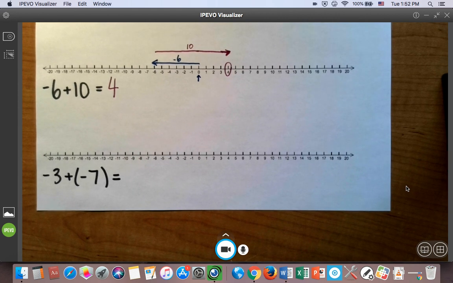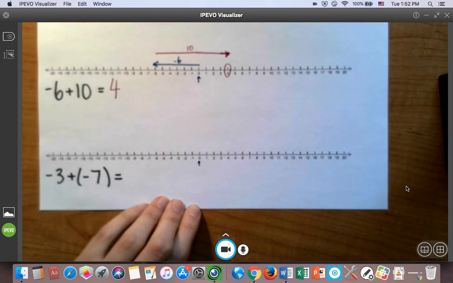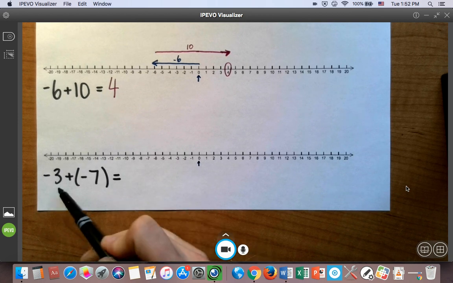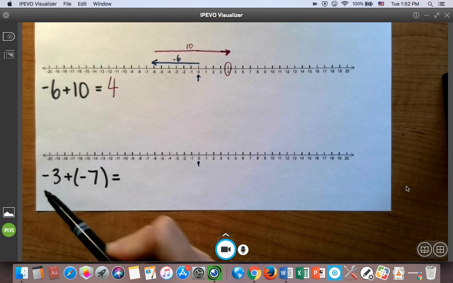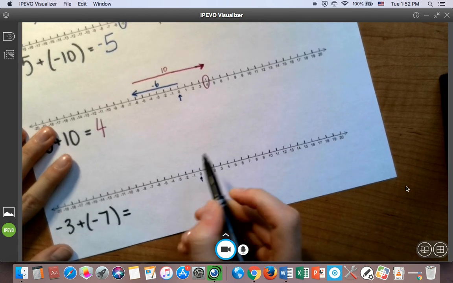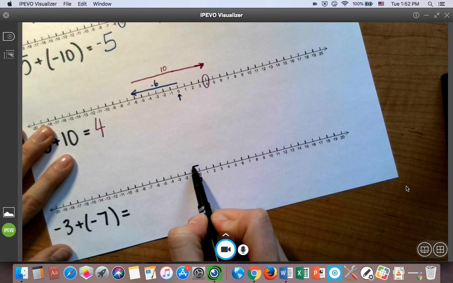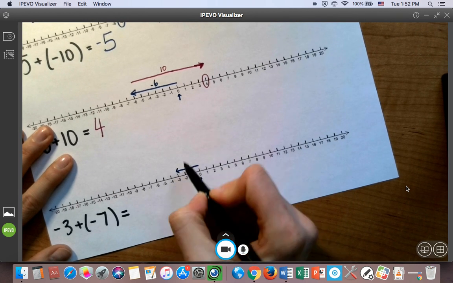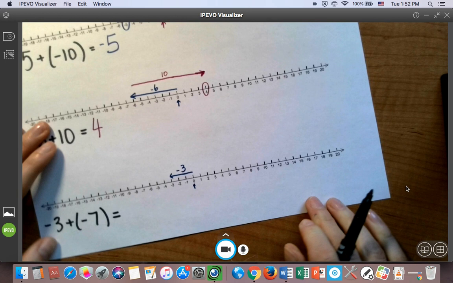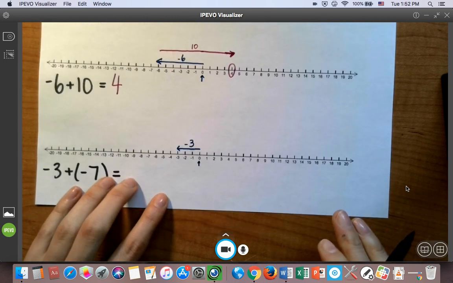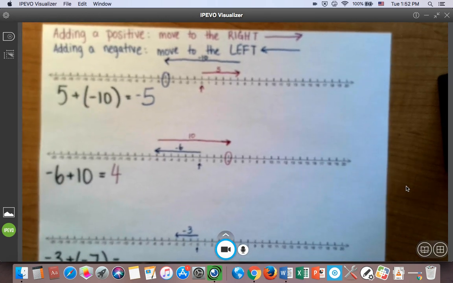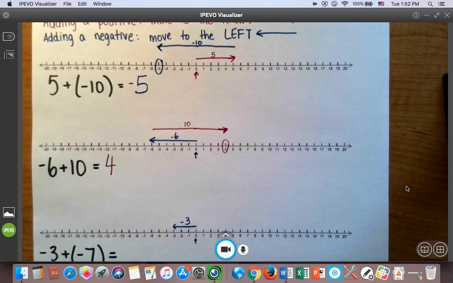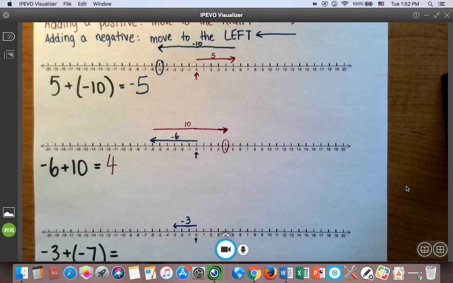So I'm going to start out like we always do. We're starting out at 0. My first number is -3. So the first thing I'm going to do is draw my arrow to the left all the way to -3. And I'm going to write that out. Now, I'm going to try to get as much of this as I can. I'm going to stop talking. Pause this video and try it on your own.